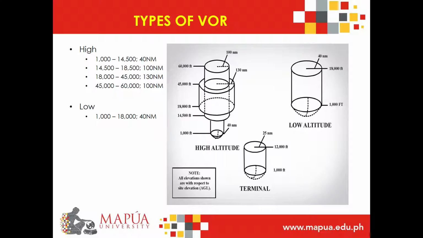For the low altitude, from 1,000 feet AGL up to and including 18,000 feet AGL at radial distances out to 40 nm. And for the high altitude, there are 4 categories: 1,000 feet to 14,500 feet, out to 40 nm, 14,500 to 18,500 feet, out to 100 nm, 18,000 to 45,000 feet, out to 130 nm, 45,000 feet to 60,000 feet, out to 100 nm.